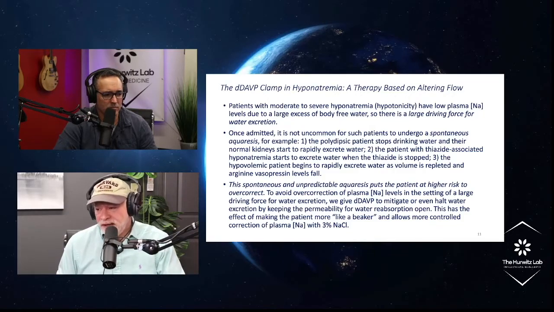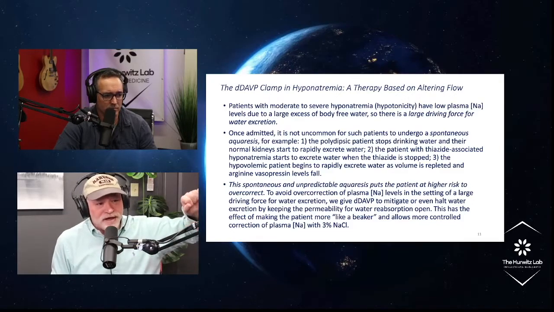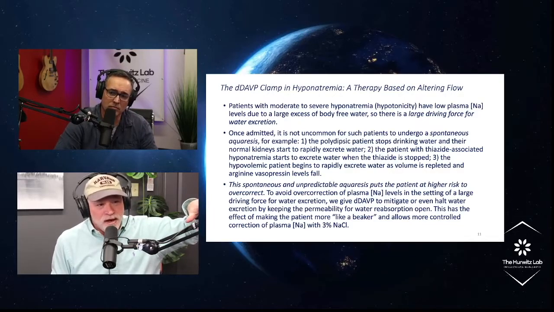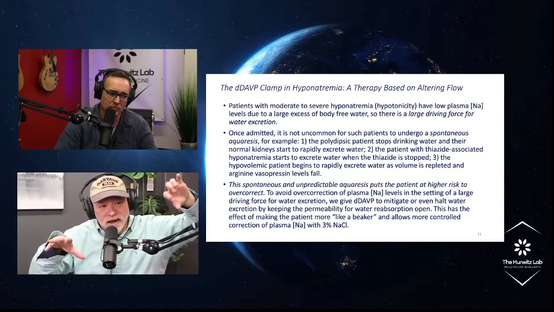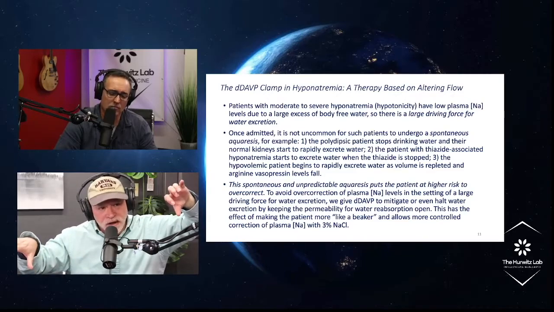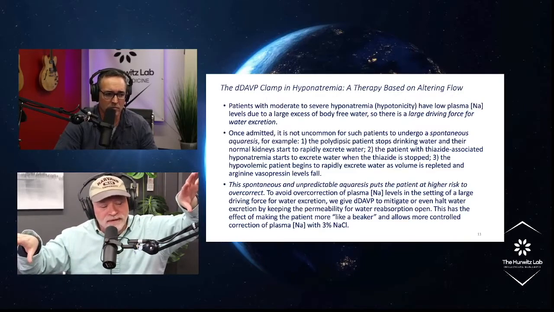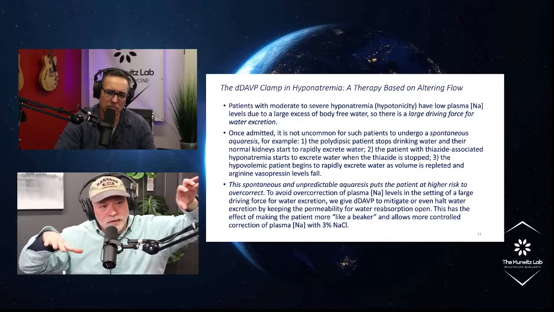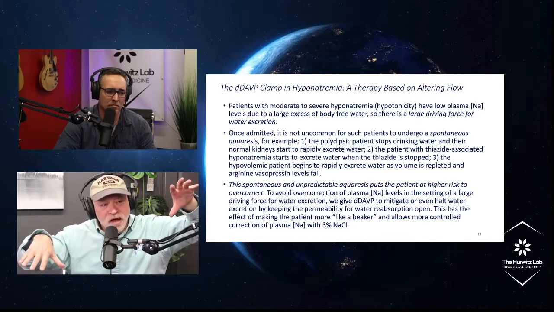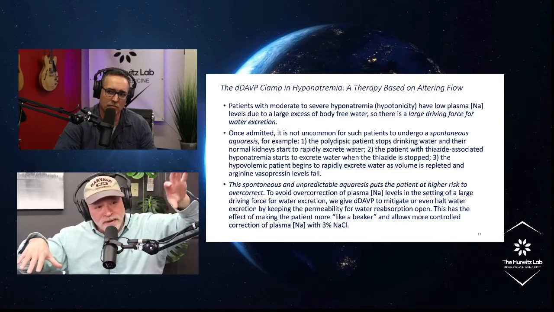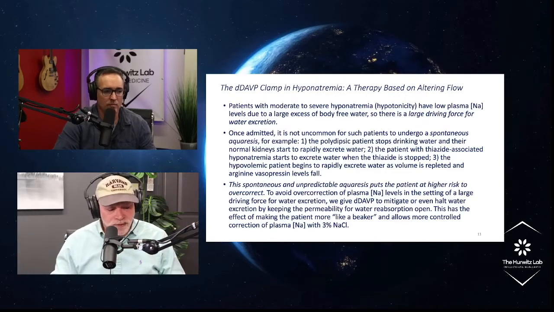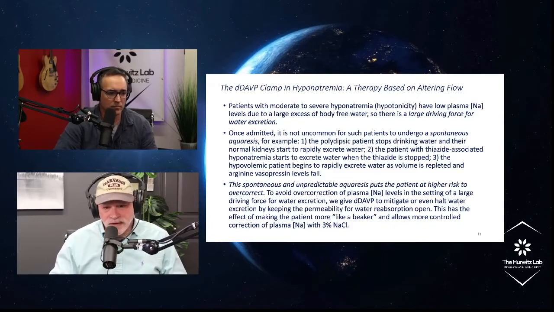And so by using the DDAVP clamp, you're able to basically turn the patient more into a beaker, so that while you're adding your negative water or your hypertonic saline, instead of having two things going on at once, I'm adding hypertonic saline and the patient's losing water. Once you've stopped them drinking or you stop their thiazide, you can turn them into a beaker, so to speak, because you've shut off the lower valve, the permeability in terms of water excretion. And now you basically can control that beaker by adding your negative water or your 3% saline. Gotcha. Or I can always think of it as negative water.